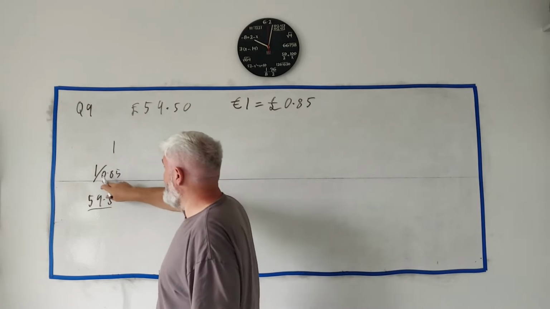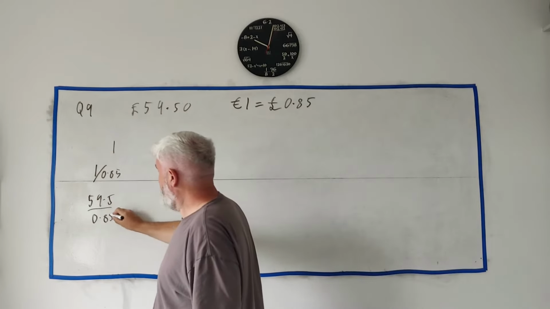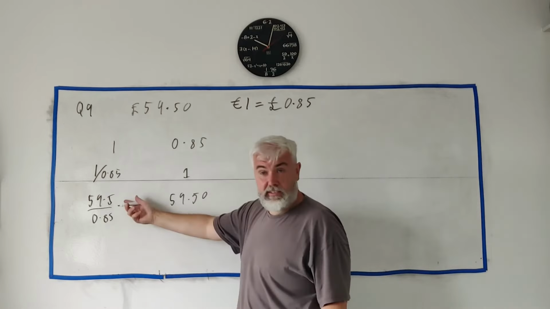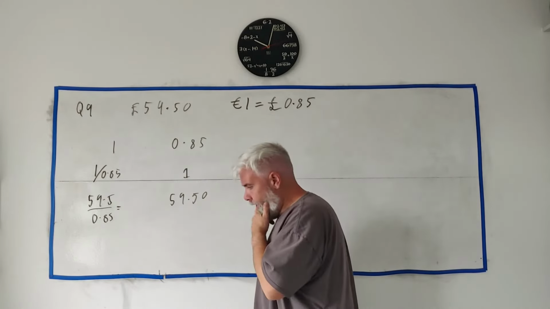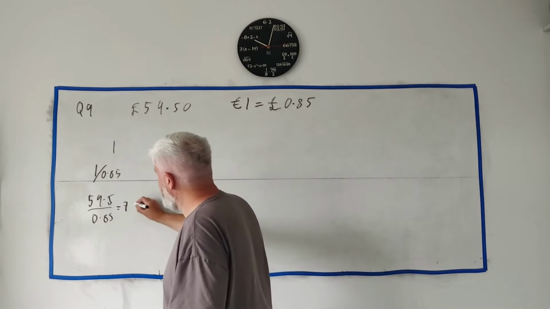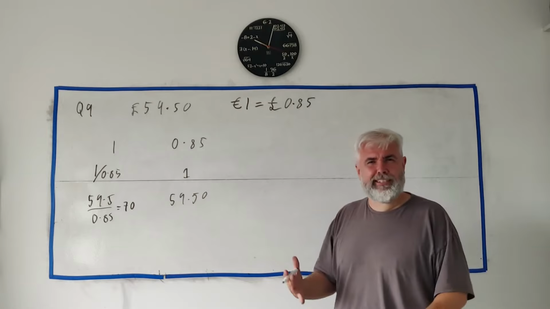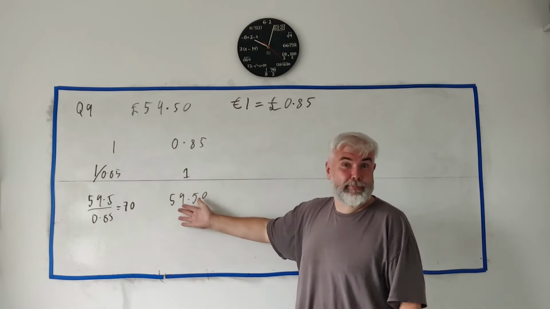59.5 multiplied by that, 1 times that is 59.5, divided by 0.85. So multiplying this by that gets this, and this is our answer. We put it into a calculator and we get, let's see, 70 euro. And I'll always double check your answer that it makes sense. 70 euro is equal to £60.